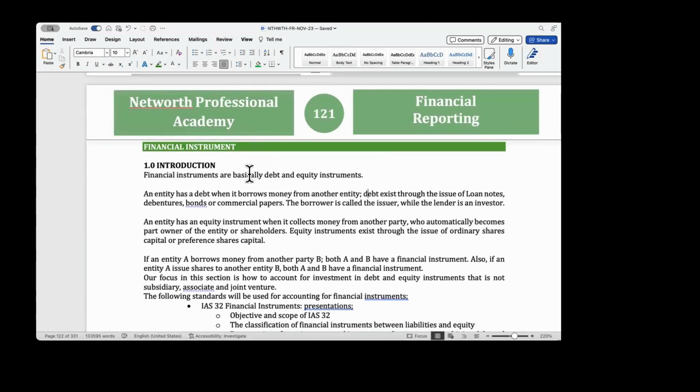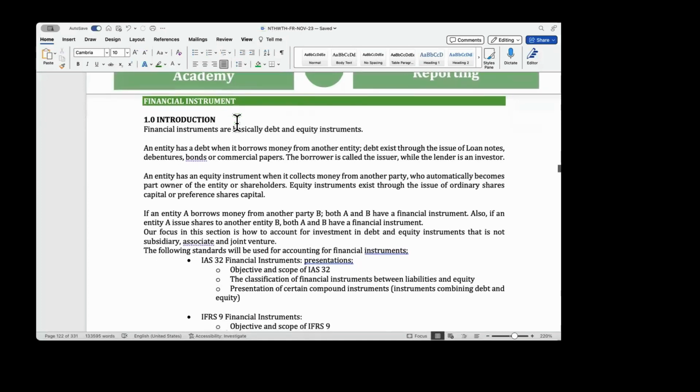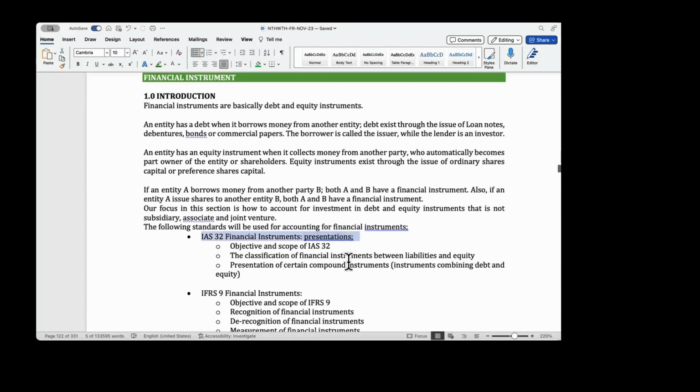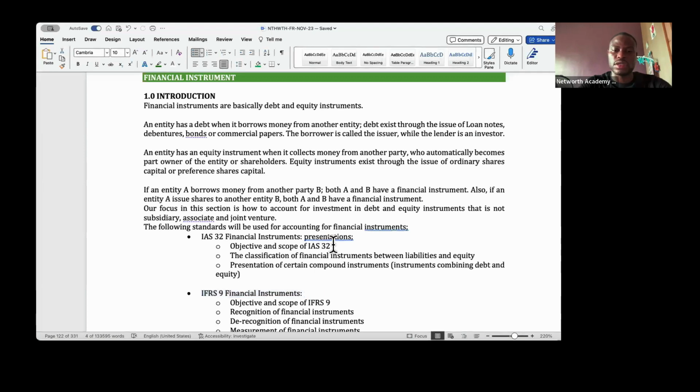Financial instruments. By the time we do this class and the next class, we should be done with financial instruments. For us to learn about this standard, we would be using two accounting standards, one of which is IAS 32 on financial instrument presentation, and also IFRS 9, which is basically talking about financial instruments recognition and measurement. The financial instrument presentation standard will teach us about the objective and scope of the standard.